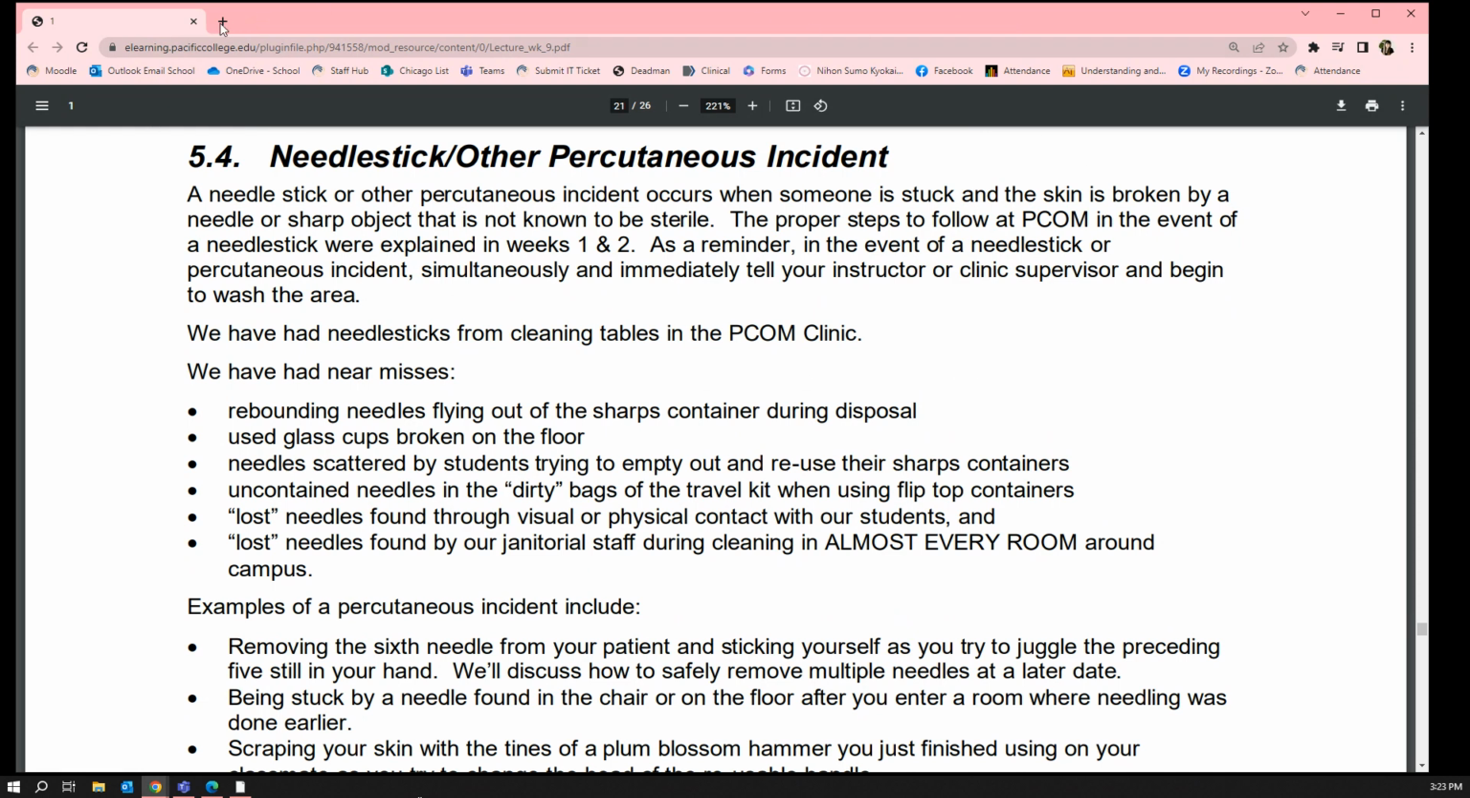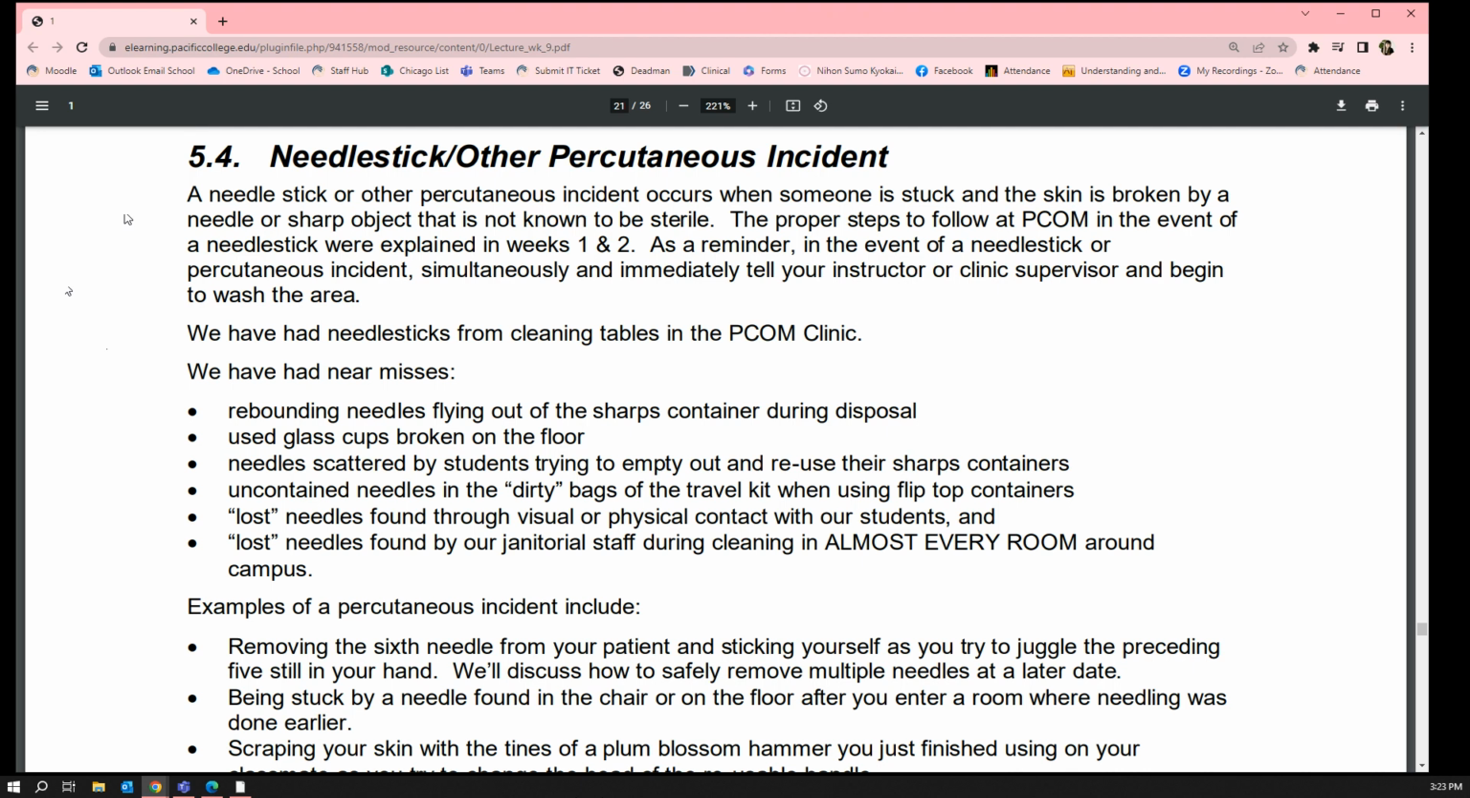All right, another one. This is very particular to us as acupuncturists, needle stick or other percutaneous incident. So we hope that this doesn't happen. It is a possibility. Most acupuncturists go their entire careers without ever experiencing this, but it is a possibility.